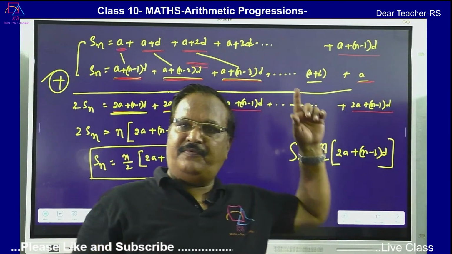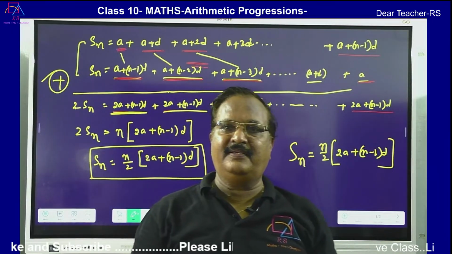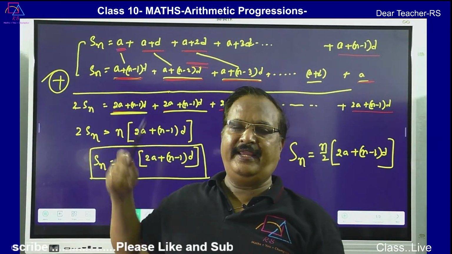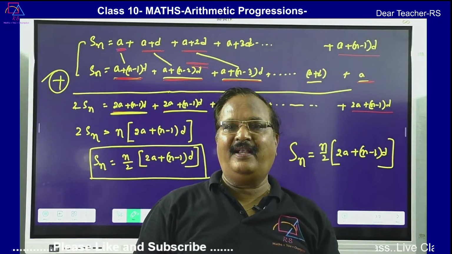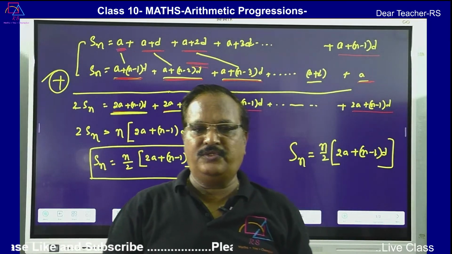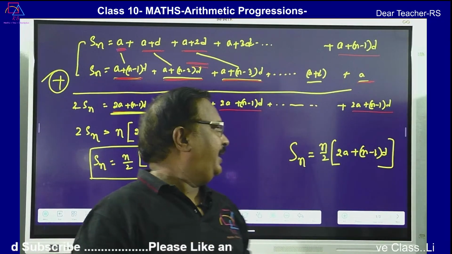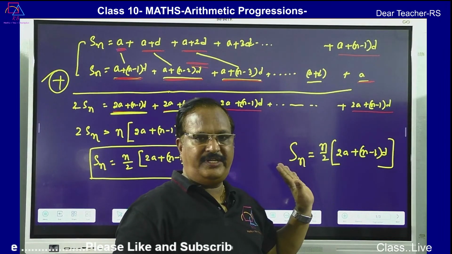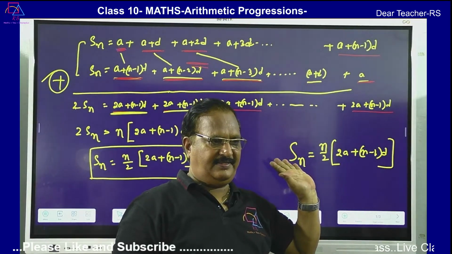Okay, in the beginning, before this, you have to write: let the first term be a, common difference be d. So the general arithmetic progression is a, a plus d, a plus 2d and so on, and we have to find out Sn, so put a plus in between. So a very, very important formula. Now Sn is equal to n by 2, 2a plus n minus 1 into d. n is the number of terms, a is the first term, d is the common difference.